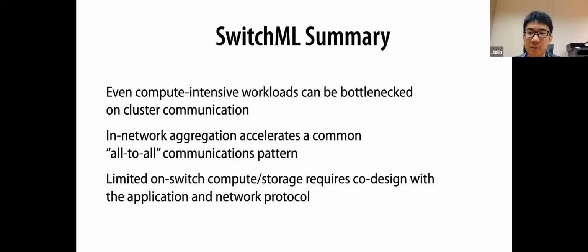I guess it's a related question. So you mentioned that the model updates are quite big. So there are a lot of parameters in them. Is the resource constraint on the switch potentially a problem because there is very limited memory on the switch? Is it possible to store all the parameters for the updates?